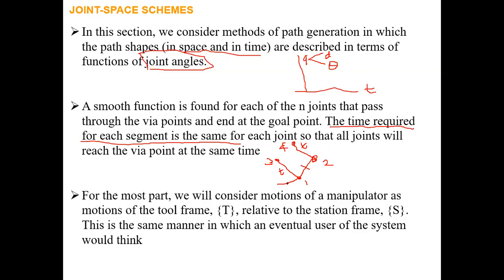Okay, so let's say joint 1 is defined by some angle theta 1, and joint 2 is defined by some angle theta 2. So we do the calculation for theta 1 and theta 2 separately, but keeping in mind that the time required for each segment is the same to reach the final point or goal point.